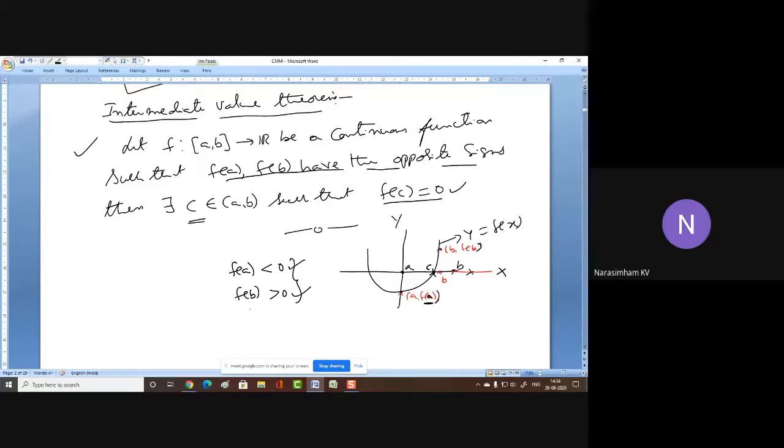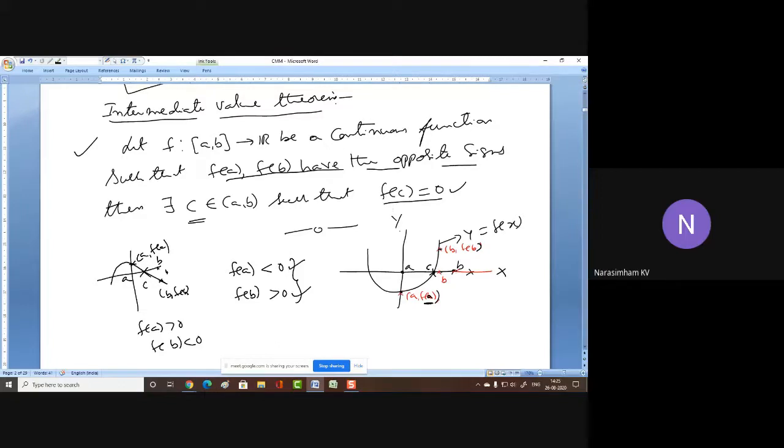So this is the first example. Suppose you take another example like this. This is A, and this is B. At this point, A comma f of A. This is the second point, B comma f of B. In this situation, f of A is positive and f of B is negative, having opposite signs. Then there exists at least one C between A and B satisfying our equation. C is the root of the equation. So now we are using it geometrically. This theorem is called the intermediate value theorem. It is the most important theorem, and we will use the same theorem for finding the location of the root.